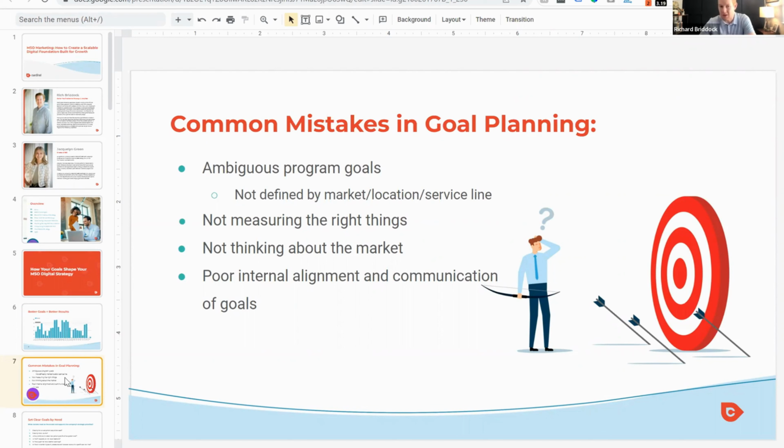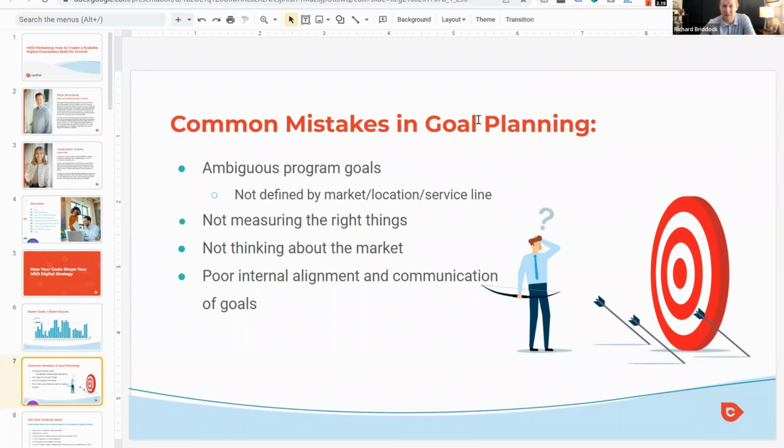What are you trying to do with your digital investment? We'll often get ambiguous goals, right? They're not easy for us to translate into what we should be doing in terms of work. Like we said here, they're not defined by maybe the location, the service line, the market. Potentially they're not measurable, right?